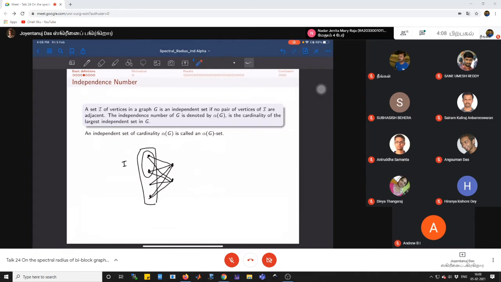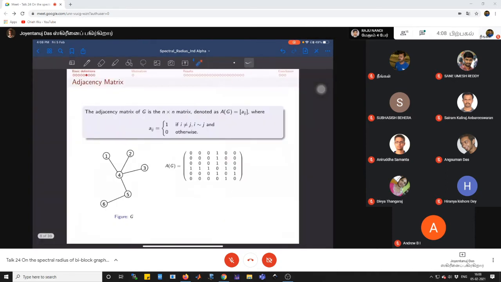Okay. So next we will define what is an adjacency matrix. The adjacency matrix of a graph is a Euclidean matrix. We denote it by A(G) = (a_ij), where the ij entry is 1 if i is not equal to j and i is adjacent to j, and it will be 0 otherwise. So for example, here is the graph G and the corresponding adjacency matrix.